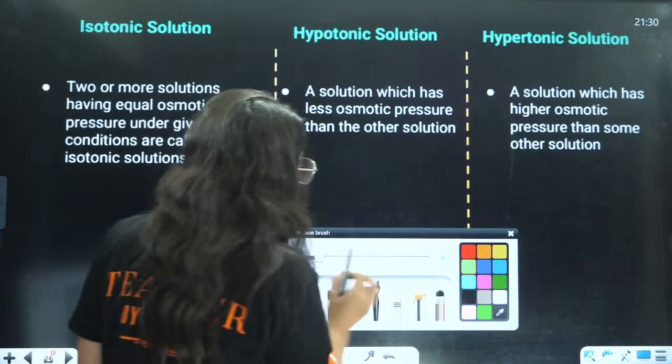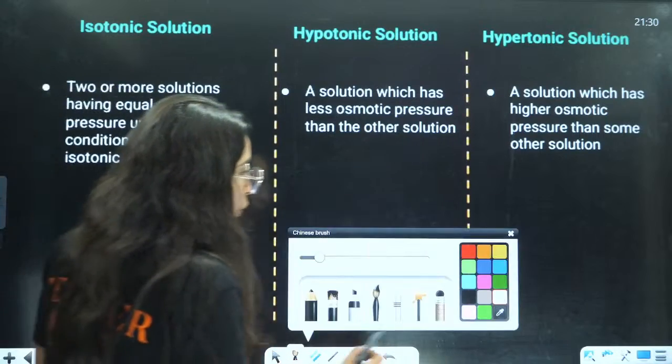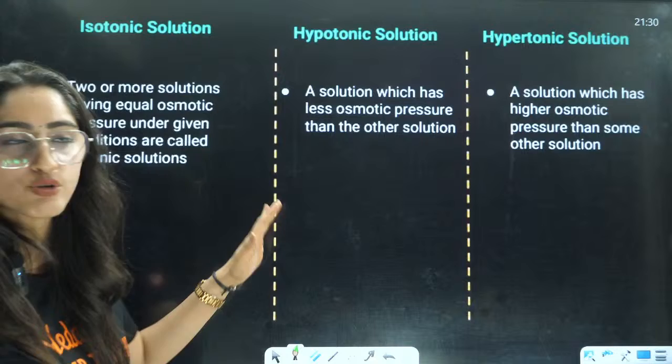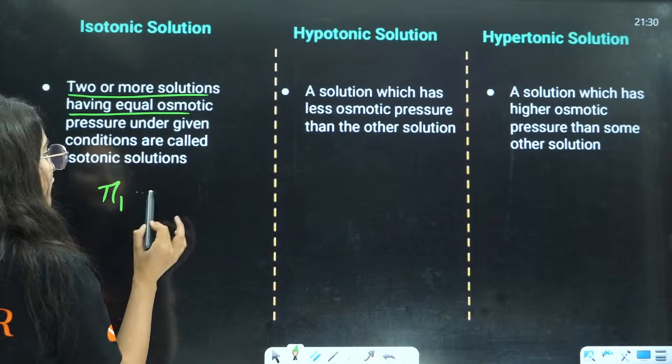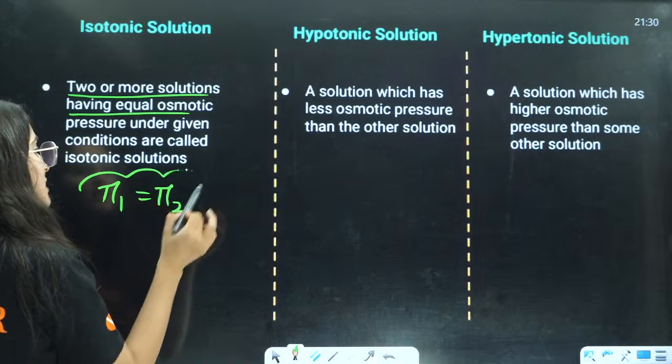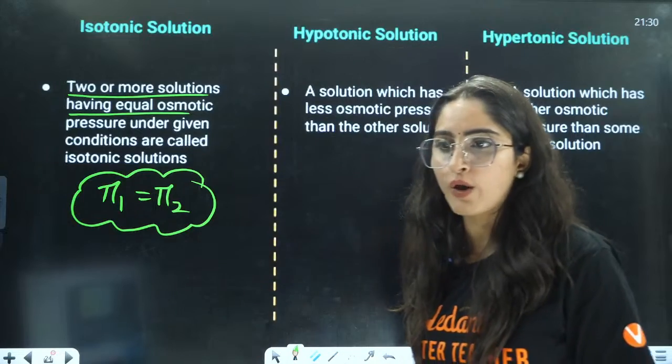Now next thing is your isotonic, hypertonic solutions. What is an isotonic solution? An isotonic solution is one which has the same osmotic pressure. For example, pi 1 is equals to pi 2. Now this has the same osmotic pressure. It is called the isotonic solution.